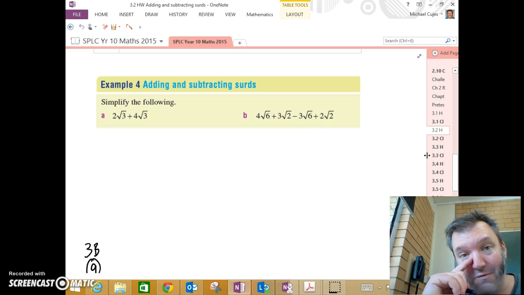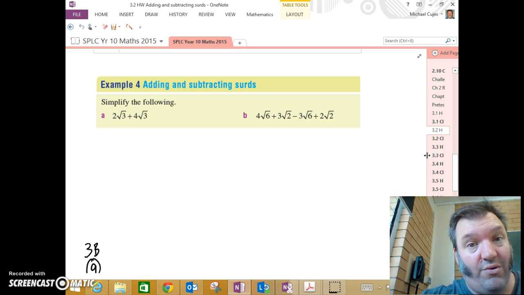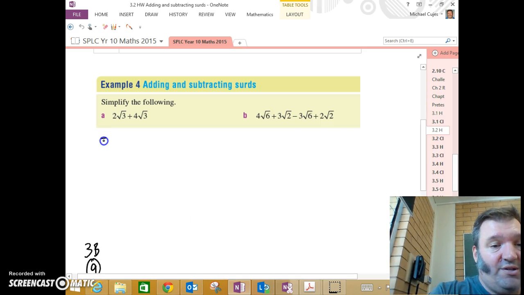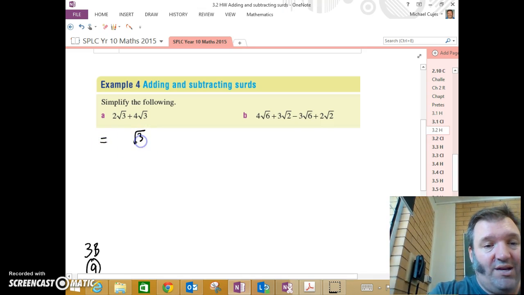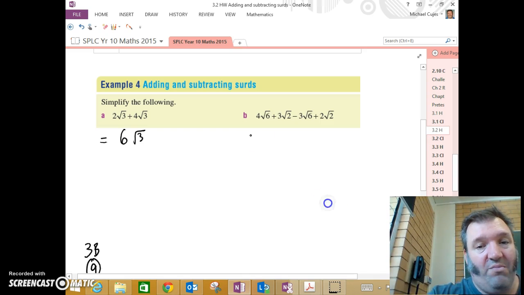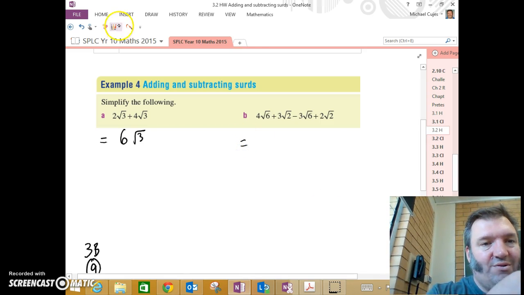I don't think this is going to take you very long at all. 2 root 3 plus 4 root 3s. What are the surds that I'm adding? They are root 3s. How many have I got? 2 plus 4, 6. What about the next one? Surely it can't be that easy.